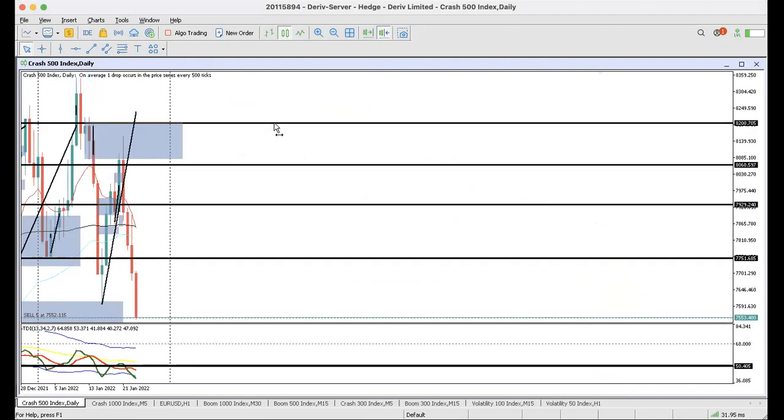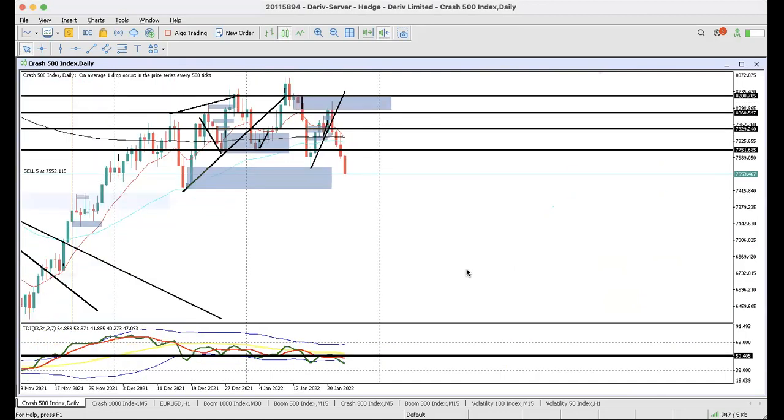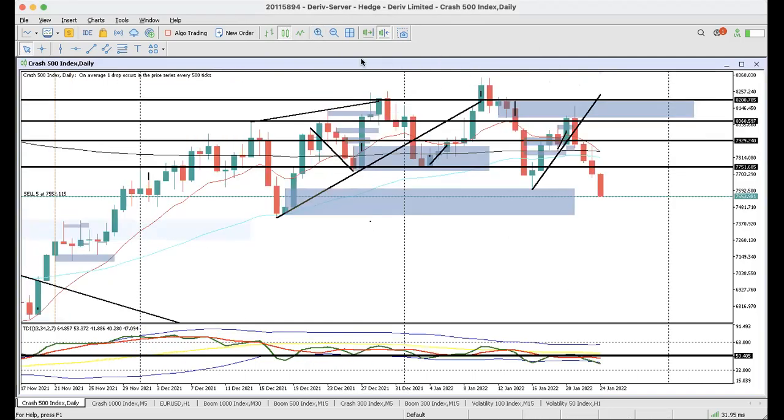V75. Okay, after C5, we're going to check V75. All right, so based on daily, let me just zoom in. This is simple BTMM, for those who don't use moving averages or indicators. There was a break of market structure on the left hand side right here. Let me just try to zoom in. Okay, so there was a break.